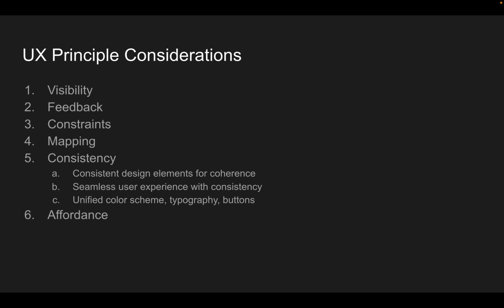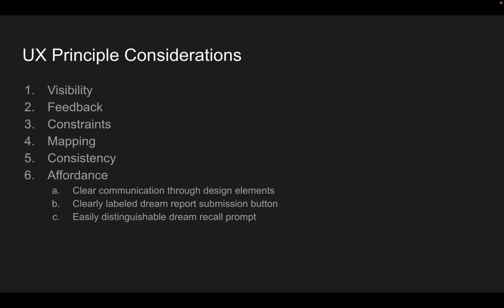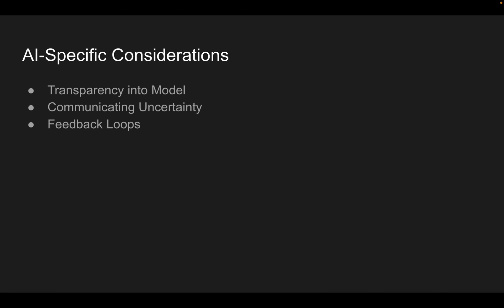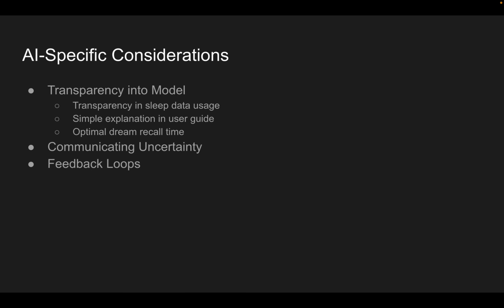Consistent design elements, seamless experience, unified brand, and then the affordance: the design elements need to make it very clear how to navigate the application, submit dream reports, look at your data, etc. AI-specific considerations include transparency, communicating uncertainty, and feedback loops. So transparency in how the data is collected and used, an explanation in the user guide for that, and then really the model sharing, this is how we're optimizing dream recall time.